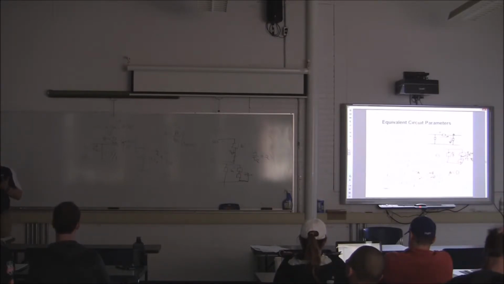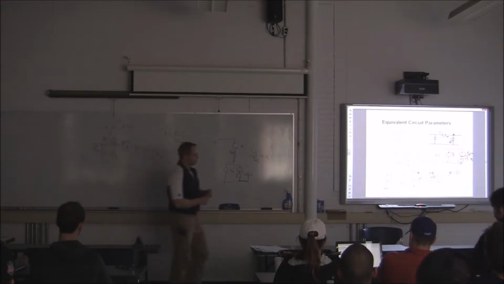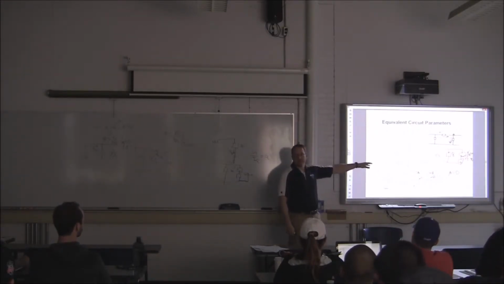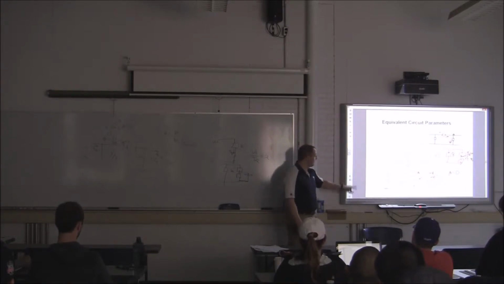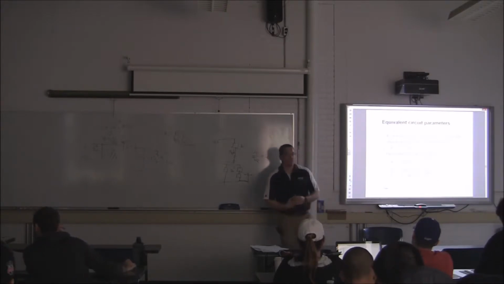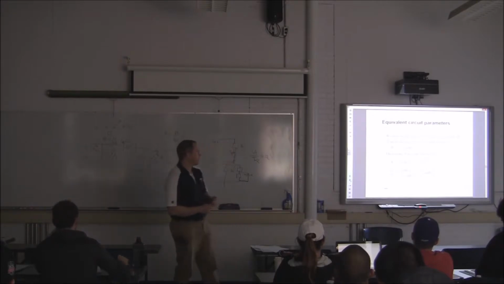Because we now have A, B, C, and D to solve any real-world pi equivalent transmission line. That's our A, B, C, D. The only thing we need to do is solve for A, B, C, and D in terms of those original parameters.